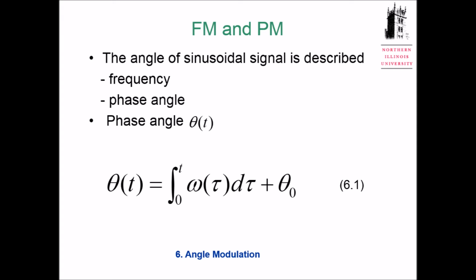So the angle of a sinusoidal signal is described by frequency and phase angle. This is talking about the phase and frequency connection. This is the entire phase for your phasor, and this is the initial value, theta 0. Integrating the frequency, we get phase. Omega tau we call the instantaneous frequency.